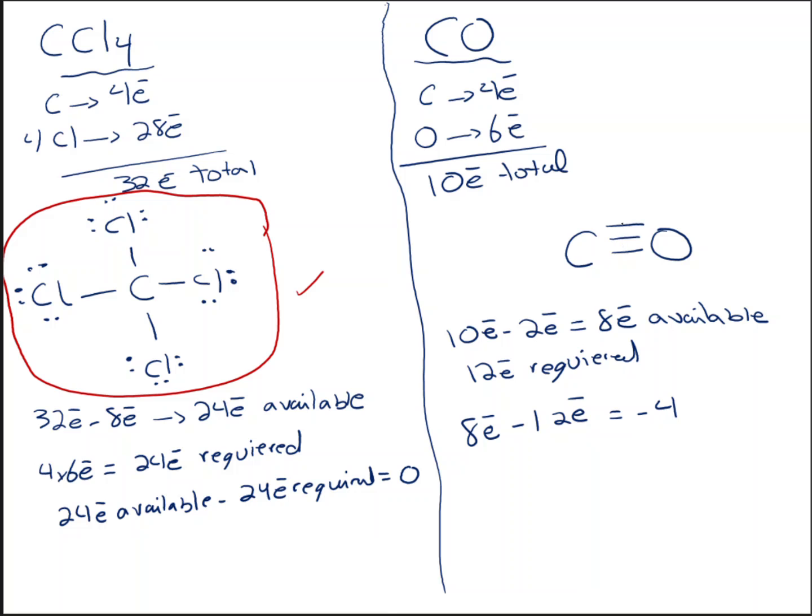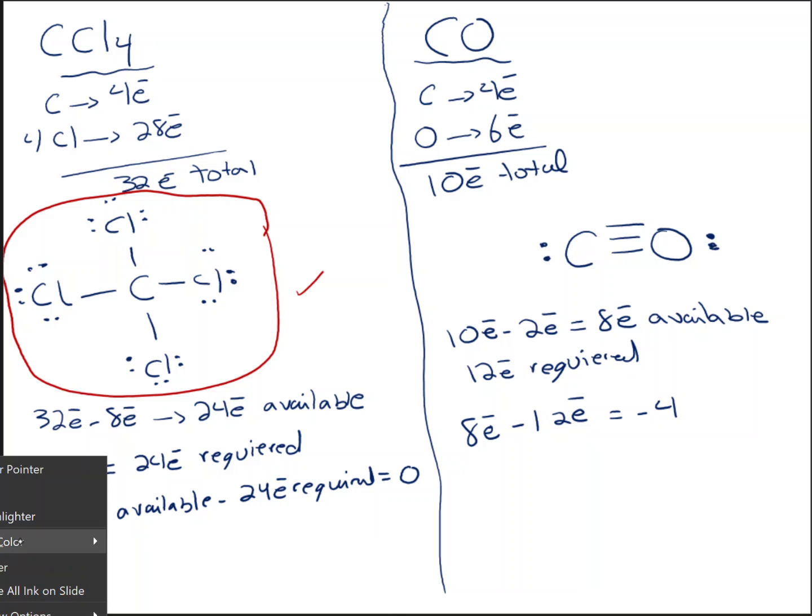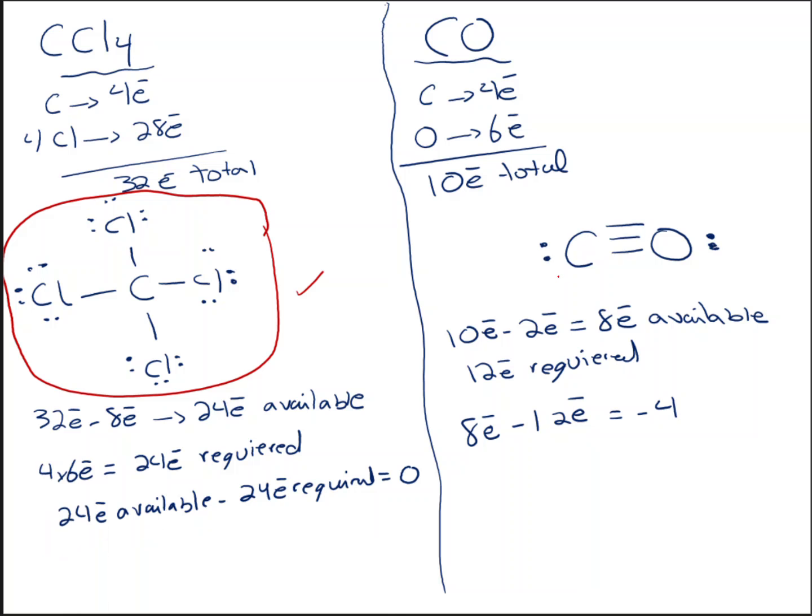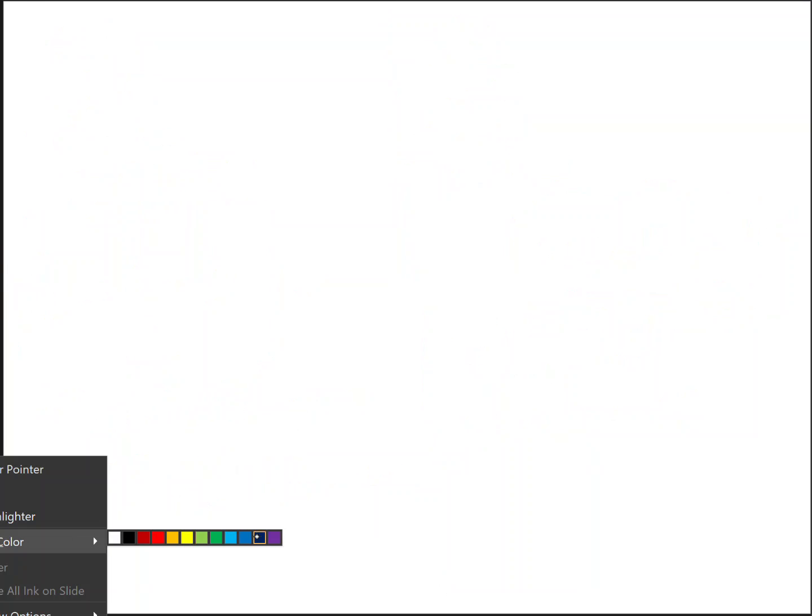Now 2, 4, 6, and we still need 4 more electrons for carbon monoxide to make it octet. Now carbon is octet, oxygen is octet, and we have used only 10 total valence electrons. So this is the Lewis structure of carbon monoxide. Now, let's look at the Lewis structure of the ammonium ion.